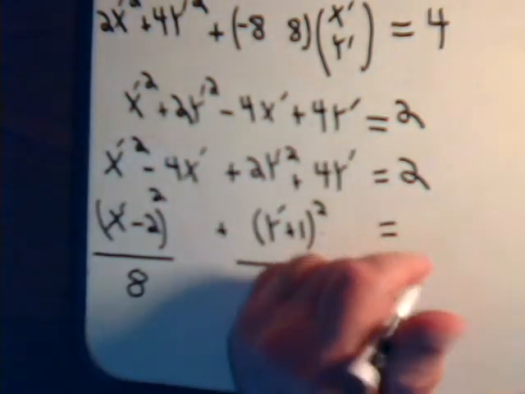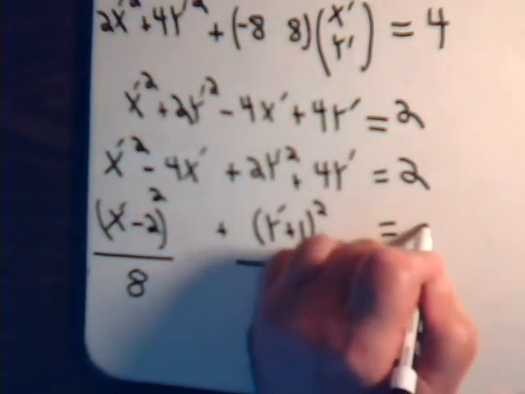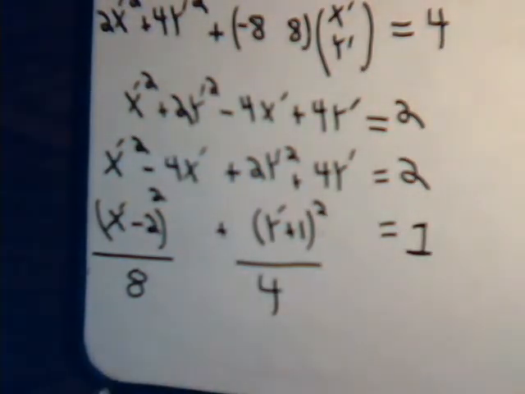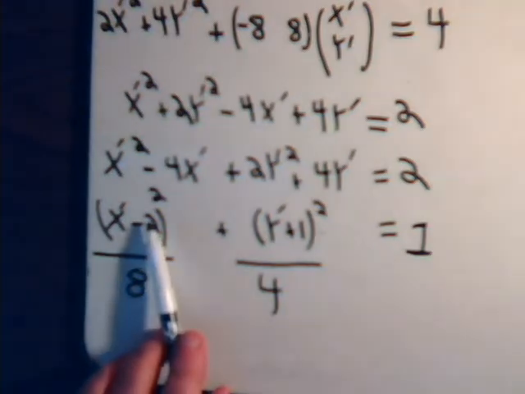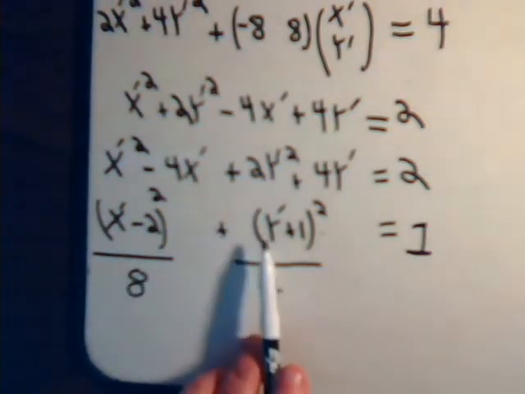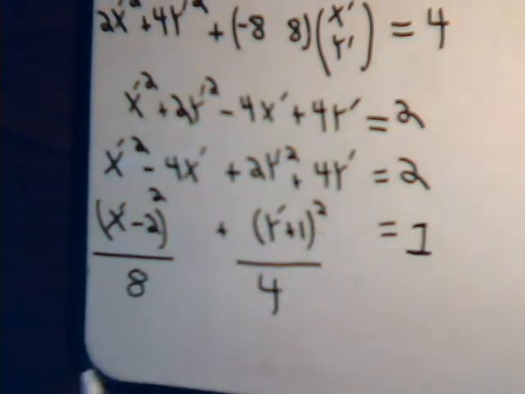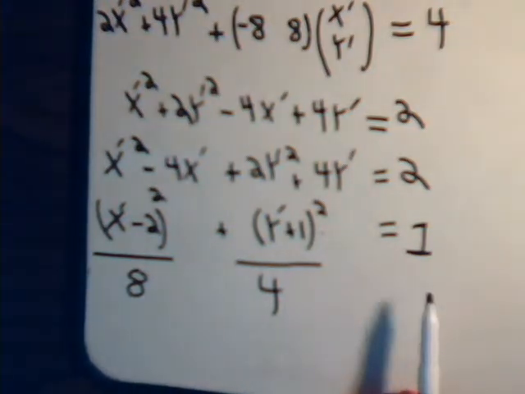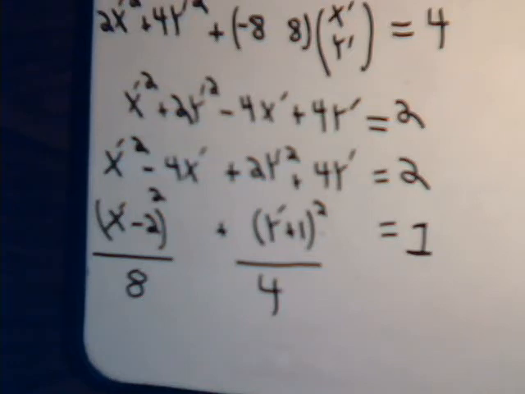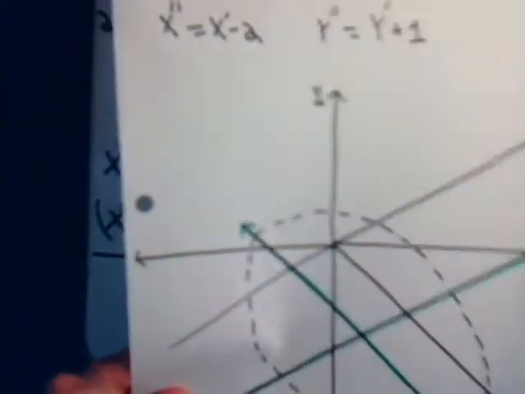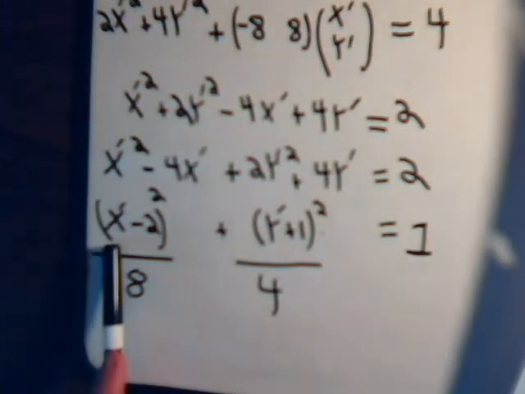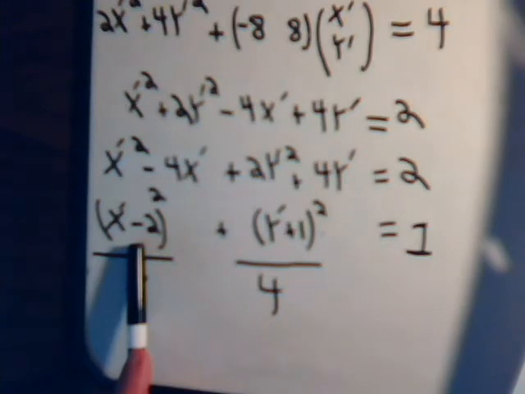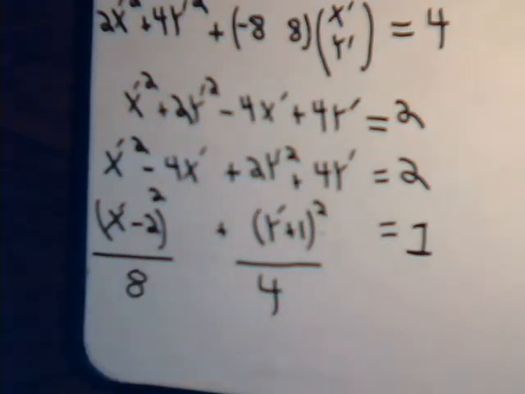And this equals 1. So we have (x prime minus 2) squared plus (y prime plus 1) squared, divided by 8 divided by 4, equals 1. That is the equation of an ellipse. Only now we have it like this.